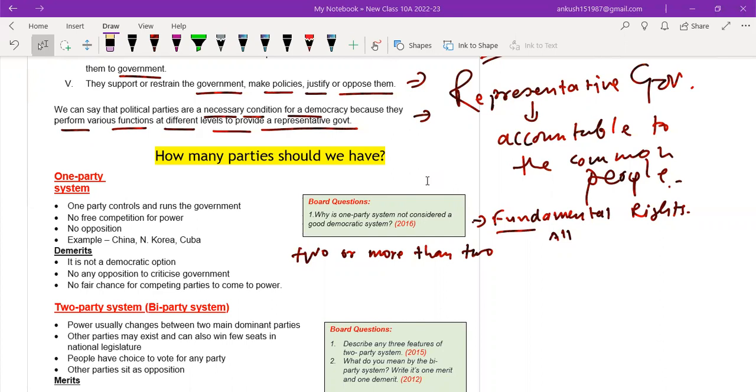Okay, did you get it? So suppose any party, if it wants to come into power, it has to compete in the election.